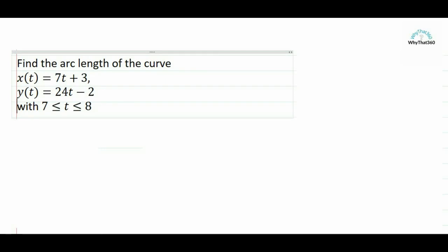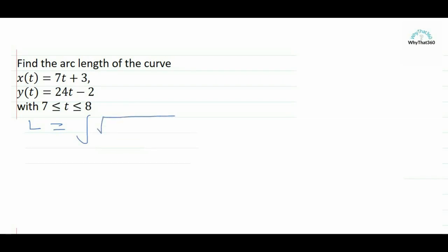To solve this equation, we know that the arc length of a parametric curve is given by the equation L, which is equal to the integral of the square root of the first derivative of x all squared plus the first derivative of y also squared, from the limits given from 7 to 8. So we'll be using the upper limit of 8 and a lower limit of 7.